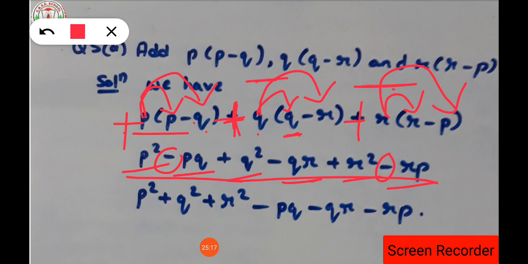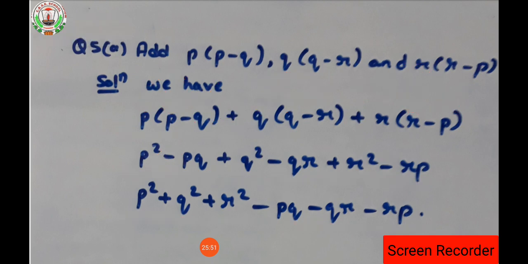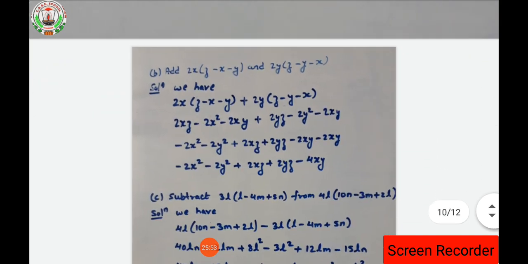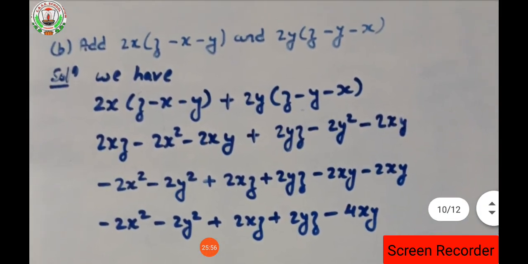Now what we have to do is make the pairs of like terms. As I have told you in the previous video, when adding, first we have to open the bracket, then second, apply the operation, and third, make the pairs of like terms, isn't it? Now since none of the terms here is a like pair, we are just going to arrange them in the form: p square plus q square plus r square minus pq minus qr minus rp. Clear? Next question, question number B.